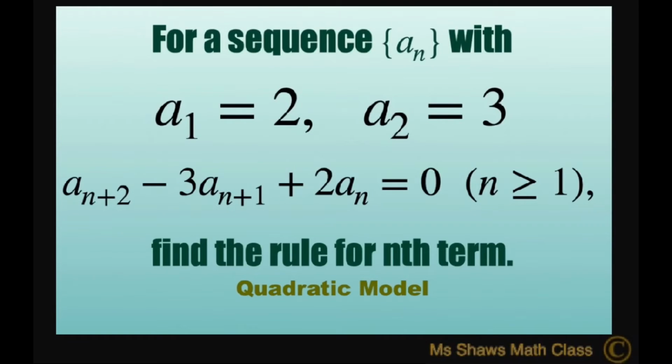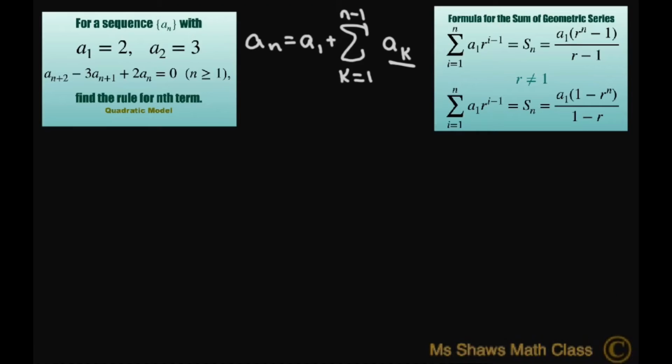Everyone. For a sequence a sub n with our first term is 2 and our second term is 3, we're given this formula for n greater than or equal to 1. We're going to find the rule for the nth term. So basically this is the quadratic method here, the formula for that.